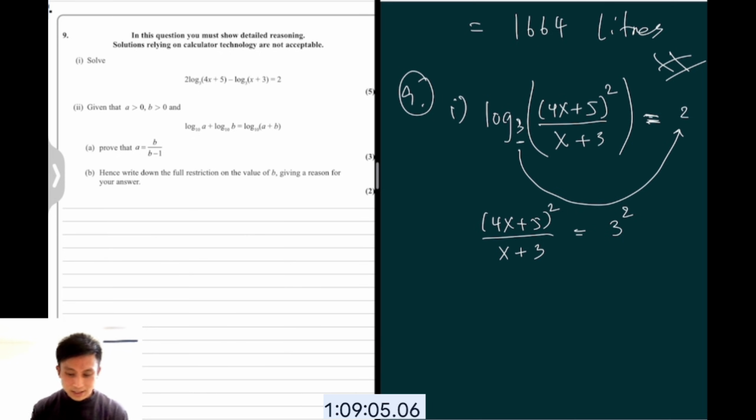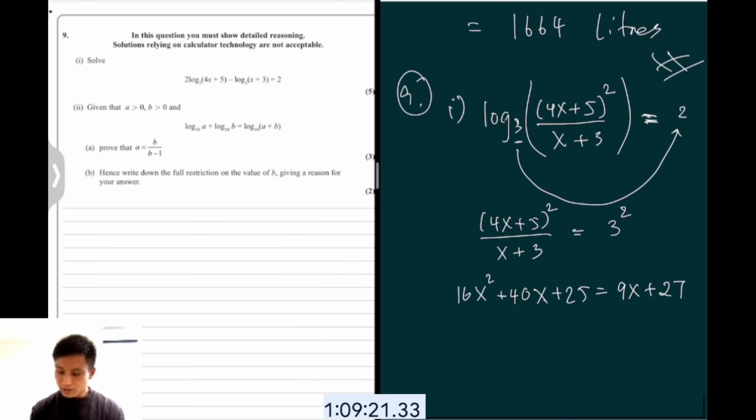Now, it seems like we need to expand the quadratic, so 16x squared, 2 times 4 times 5 would be 40x plus 25 equals 9x plus 27. Just solving that quickly there. So 16x squared plus 31x minus 2 equals 0.